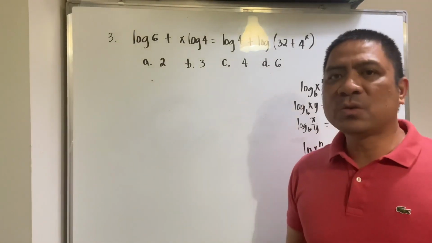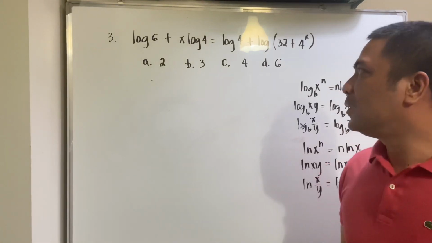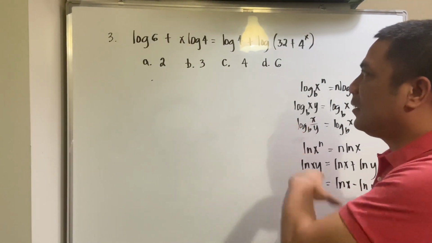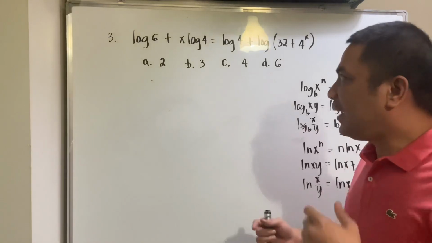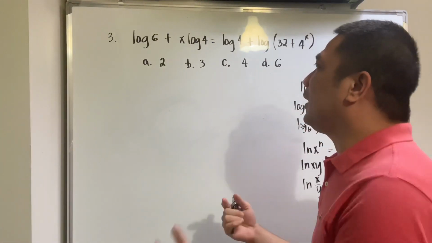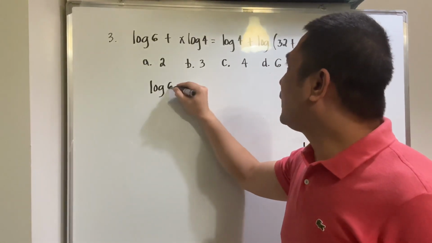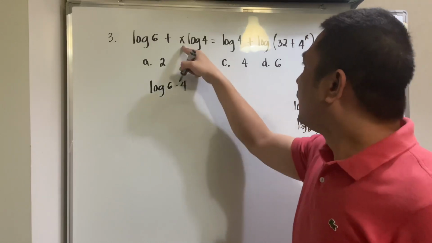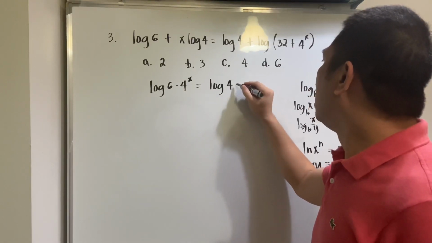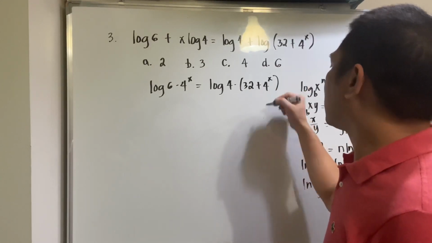Okay, so let's try now to solve our third and last problem using the rules of logarithms, which we discussed a while ago. In this case, we have to simplify the left side of the equation and the right side of the equation using these rules. So if I have log 6 plus x log 4, it's addition, so we can simplify it in multiplication form. It's like log of 6 multiplied by 4 raised to x is equal now to log of 4 multiplied by the quantity 32 plus 4 raised to x.